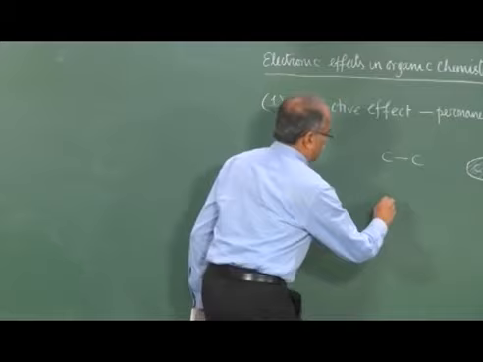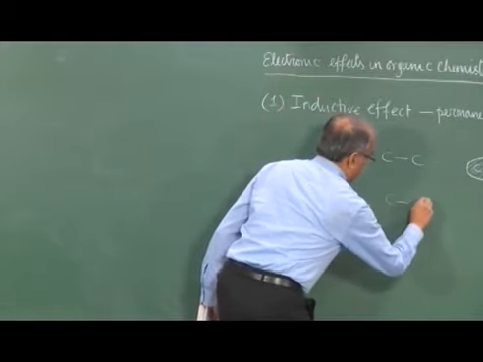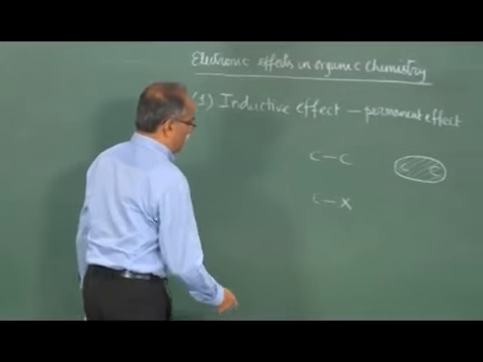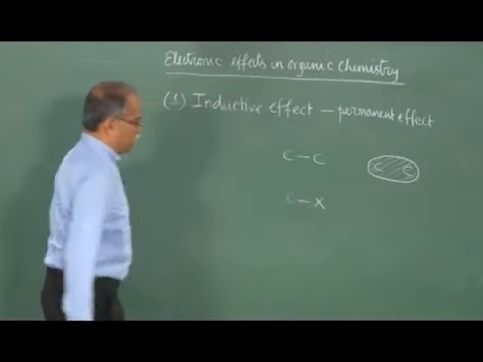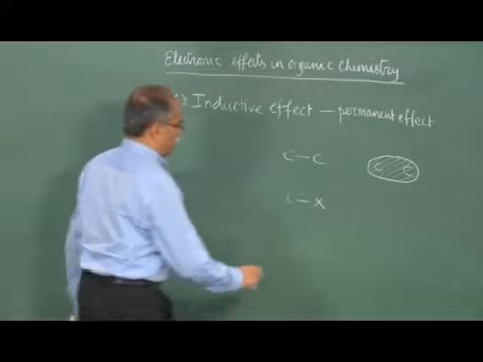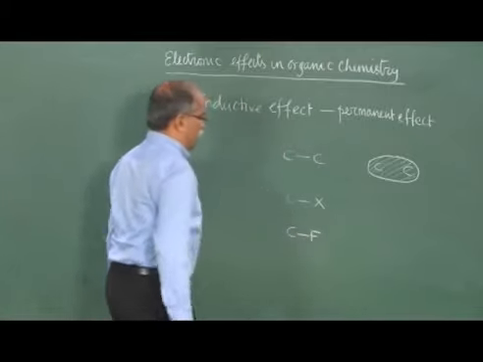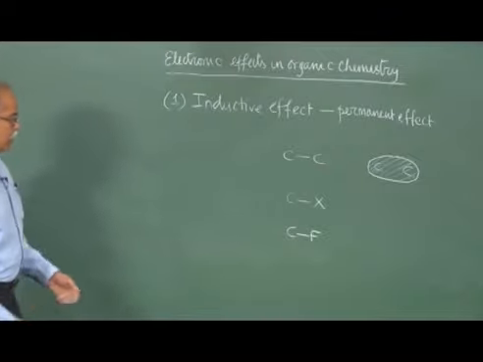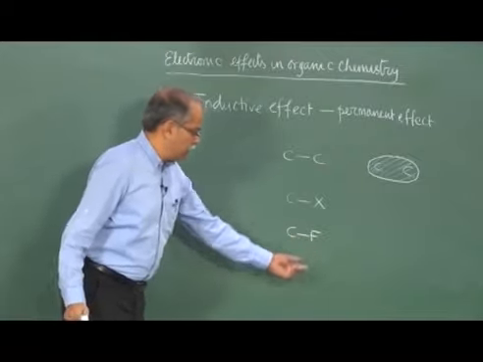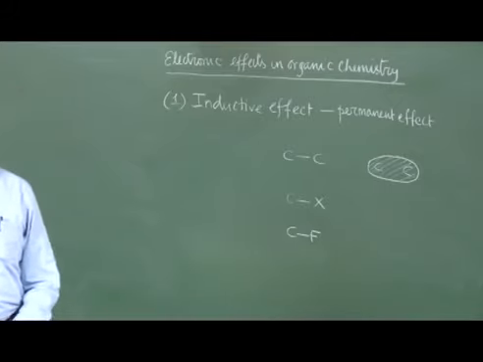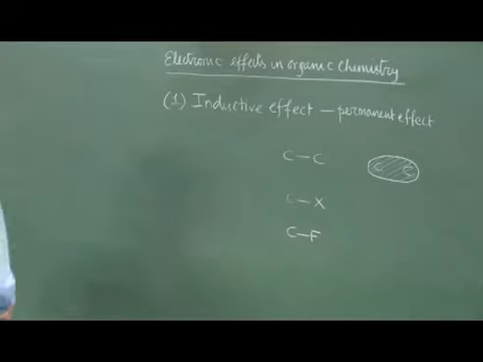Suppose you have a carbon halogen bond, where the X group is either chlorine, fluorine, bromine or iodine, as the case may be. Let us consider the C-F bond, for example. The electronegativity difference between carbon and fluorine is fairly high. They do not have the same electronegativity. Fluorine is more electronegative than the carbon atom.